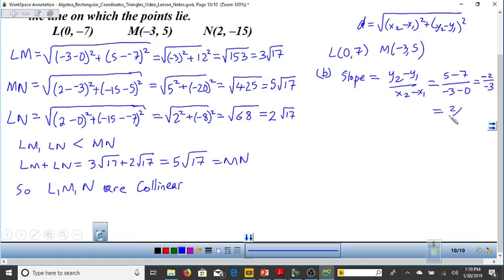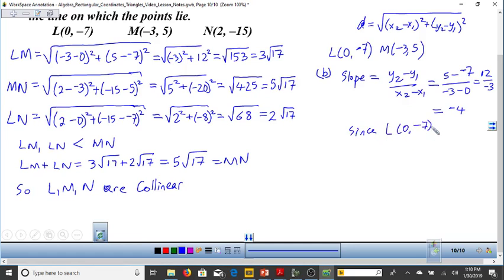Oh, I think I miswrote this. That's 5 minus negative 7. That's important. It's an error that I should not have made. So 5 minus negative 7 is now positive 12 over negative 3. So the slope is no longer 2/3. It's actually negative 4.